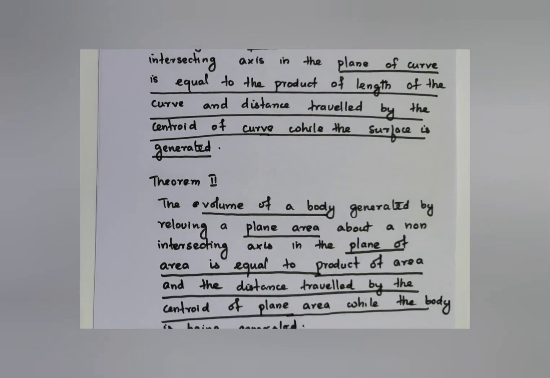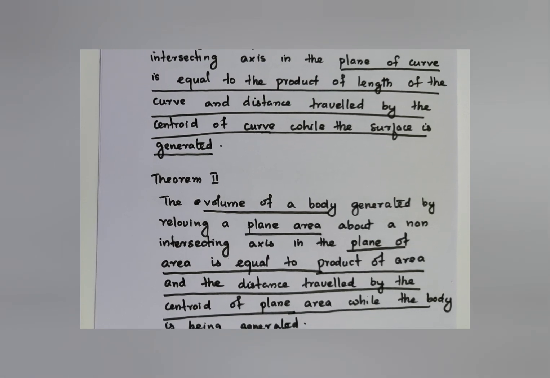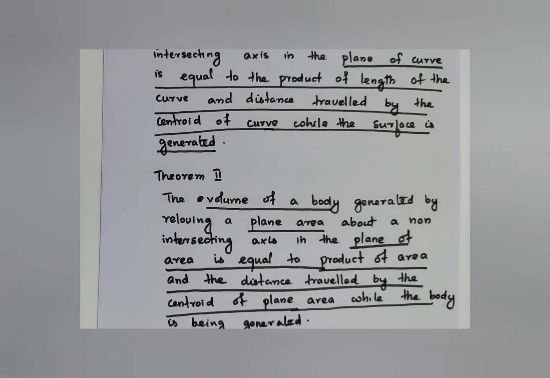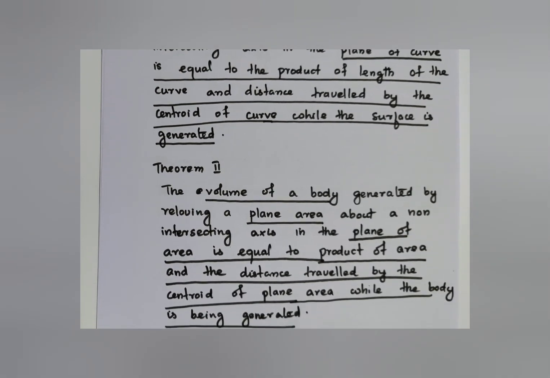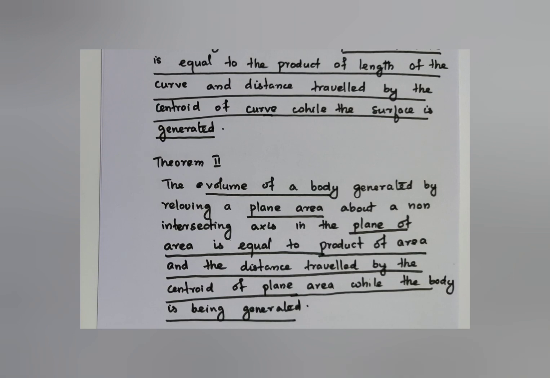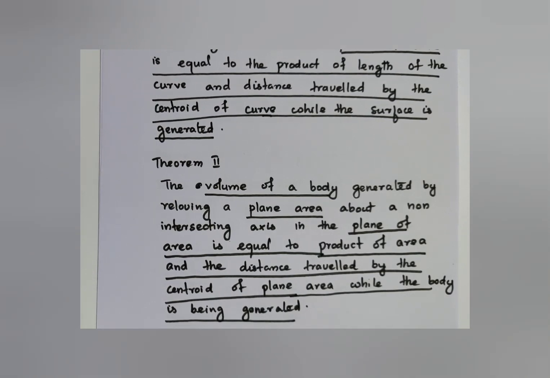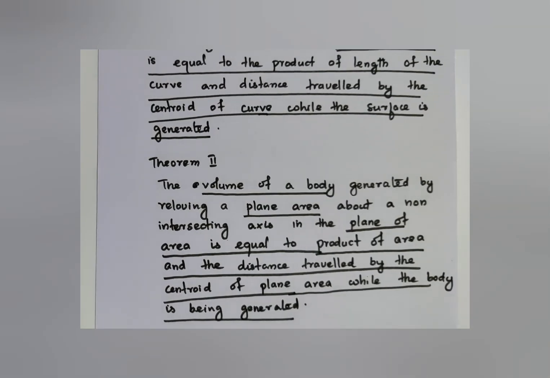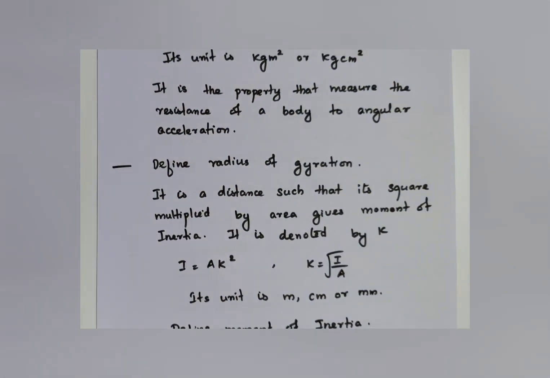So second theorem, the volume can be generated by revolving a plane area about a non-intersecting axis and is equal to the product of the area and the distance travelled by the centroid of the plane area while the body is being generated. So this is a very important theorem in module 3.